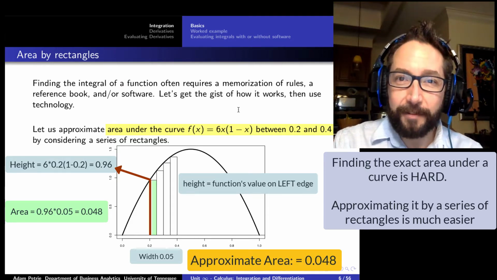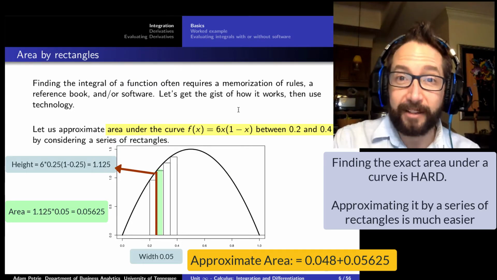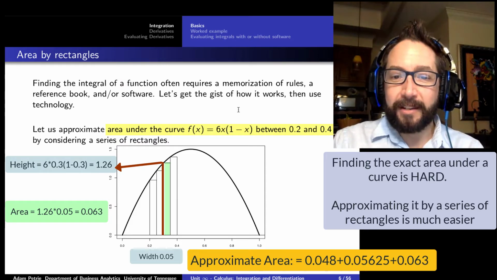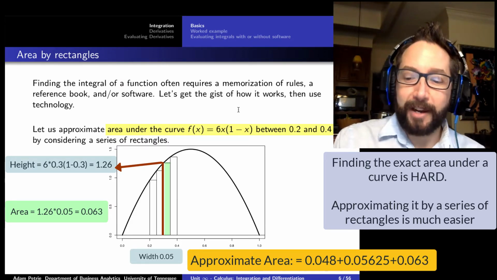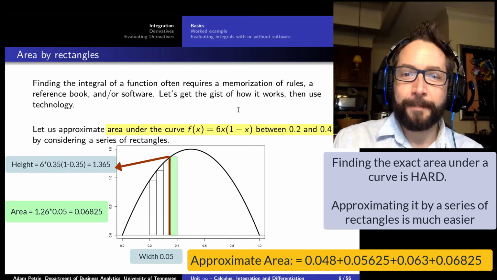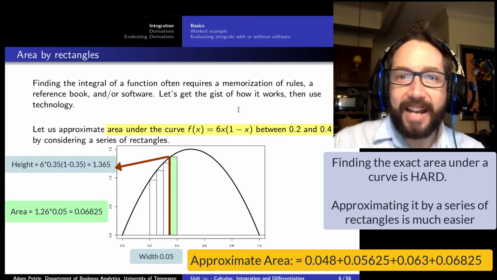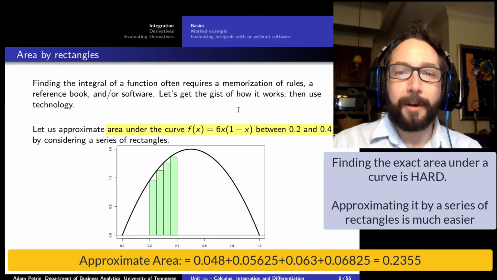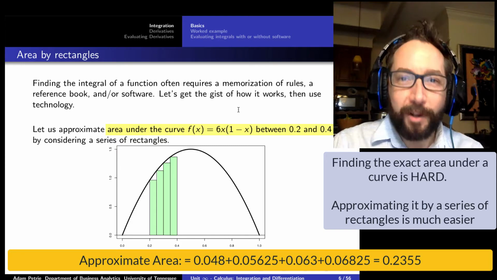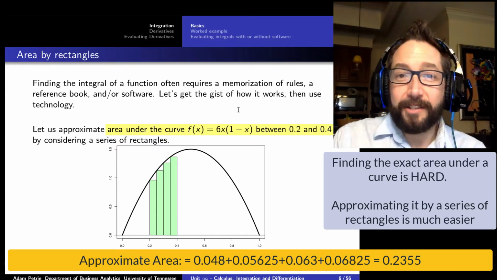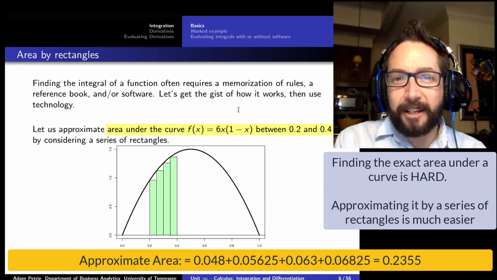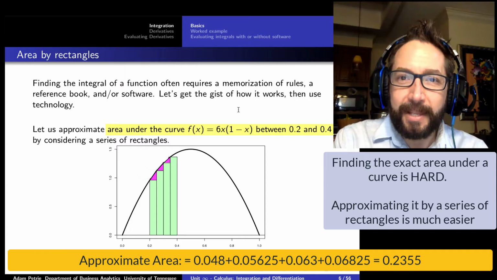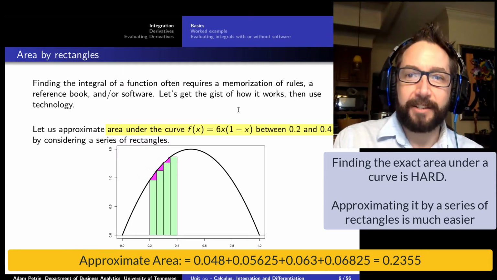Well, we know the heights of those 4 rectangles. That's just the function's value at the left endpoint. And each of the widths of those rectangles is 0.05, the total interval divided by the total number of rectangles we're using. So we can hand calculate, kind of brute force, the areas of these 4 rectangles. We can add them up, and we get an answer of right at about 0.24. That's a reasonable approximation, but clearly it's going to be a little bit too small, because the areas of those rectangles miss out on some of the area between the curve and the x-axis.